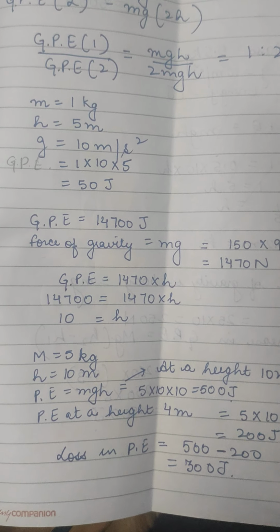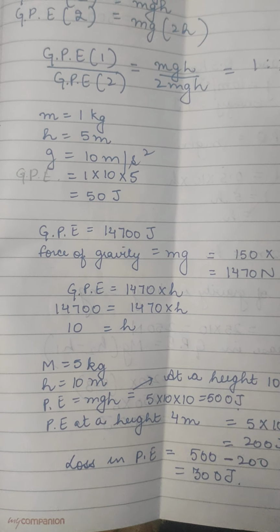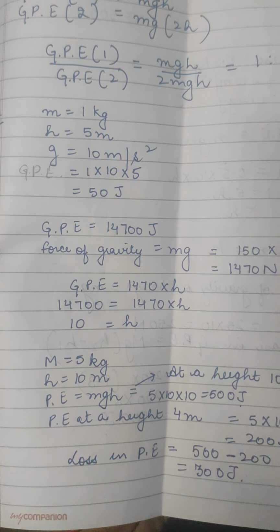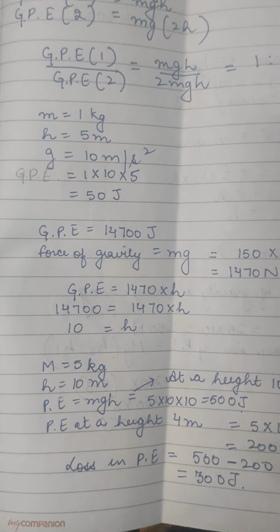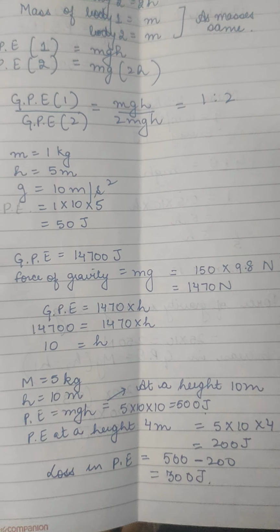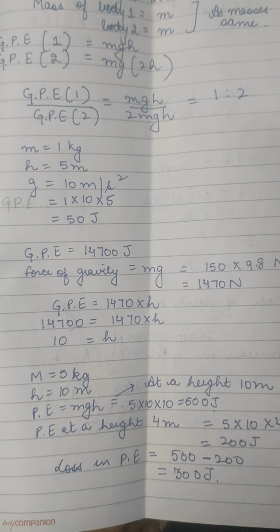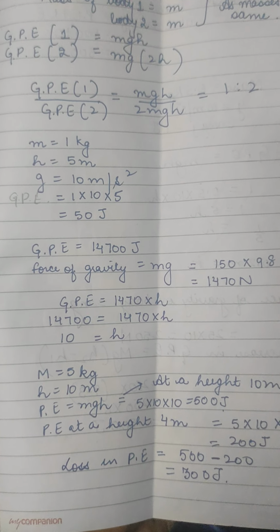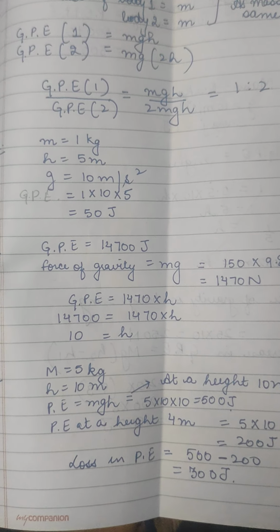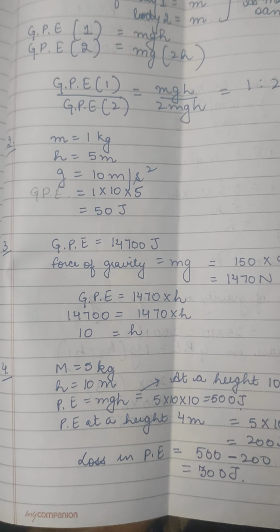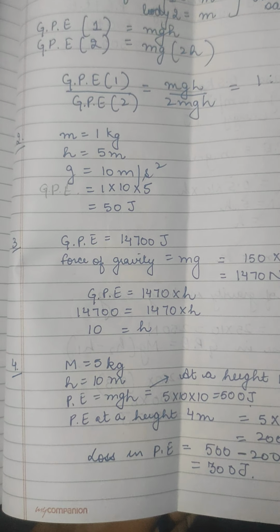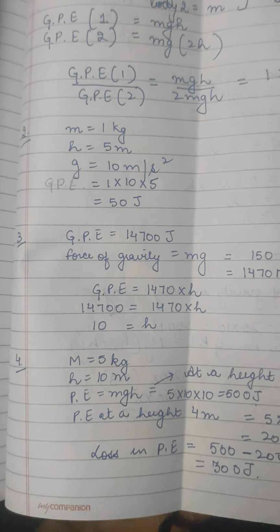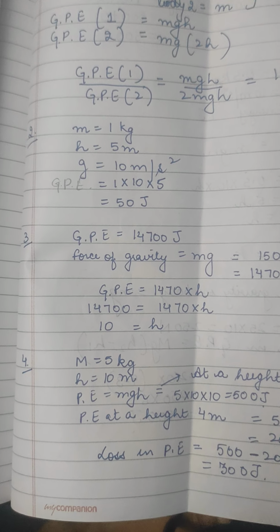Fourth numerical: a body of mass 5 kg falls from a height of 10 meter to 4 meter. One height is 10 meter, another is 4 meter. What is the loss in potential energy? You calculate the potential energy for the first height, mgh, that is 5 into 10 into 10, and for the other, 4 meter, that is 5 into 10 into 4. So the loss in potential energy will be 500 minus 200, which is equal to 300.